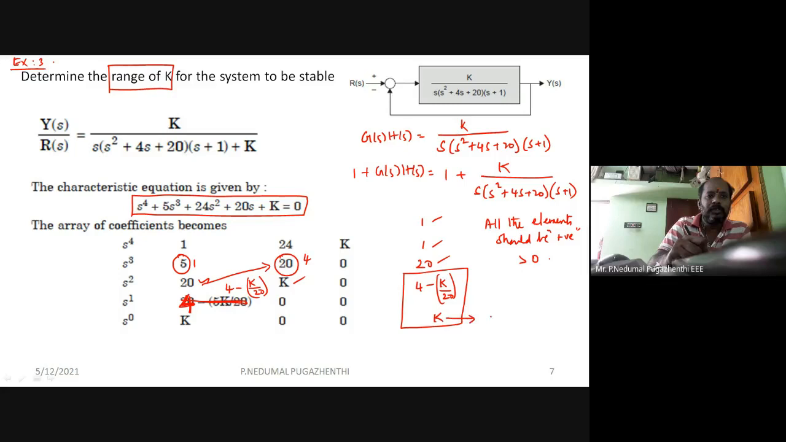From this, K should be greater than 0. That is one condition. From this, 4 minus K by 20 should be greater than 0. So what can I conclude? 4 is greater than K by 20, or 80 is greater than K. Finally, I can write that K should be less than 80 and greater than 0.